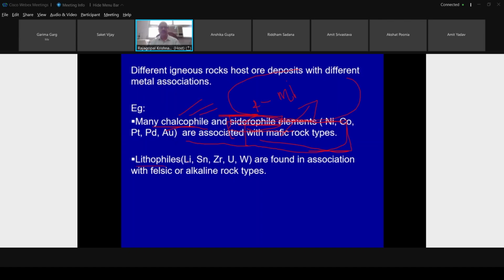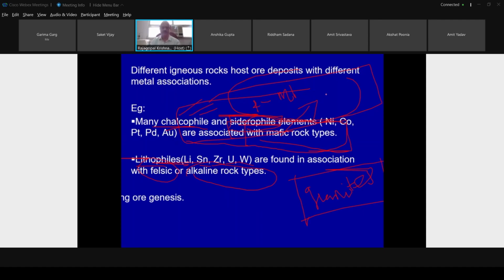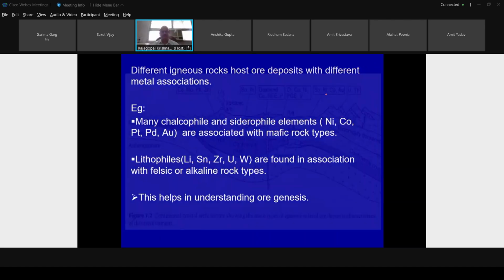Lithophiles, lithium, tin, zircon, uranium, wolfram, all these are found in felsic rocks, which are granites, granitoids. When you analyze these rocks and go to the field to study the area, these rocks will have different types of metal deposits. All these things help in understanding the orogenesis of a particular area.